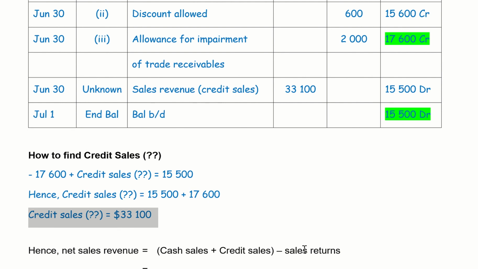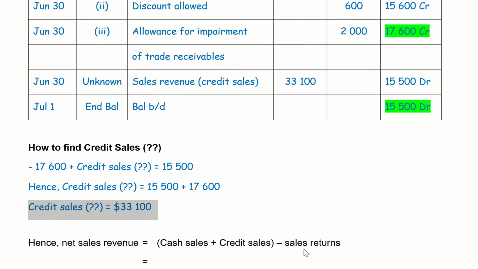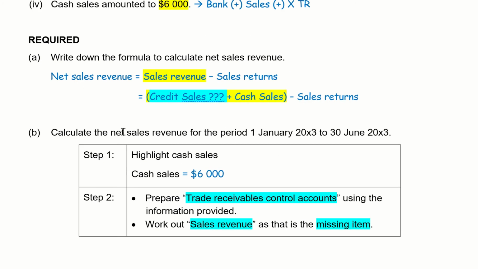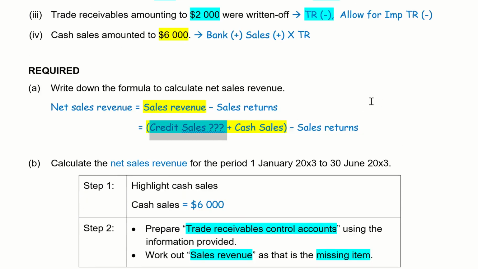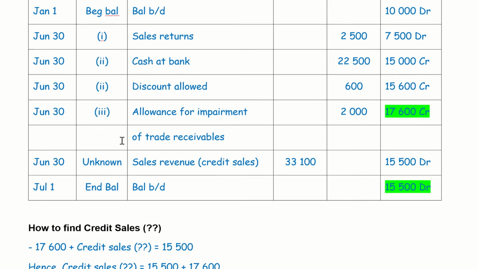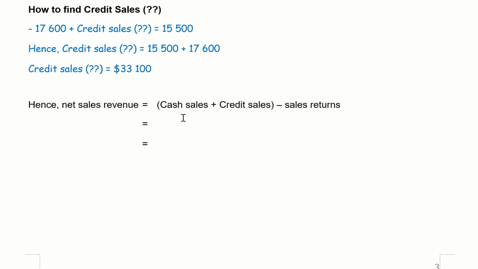Okay, next thing. Actually that's not the end of the question, although we are very tempted to say, oh, that's the end of the question. No, the question asks you to calculate the net sales revenue, which is credit sales plus cash sales minus sales return. But now we have done the difficult part of calculating our credit sales. The rest is easy peasy because you're just taking numbers from the question. So how do I calculate my net sales revenue? I just need to take my cash sales plus my credit sales minus my sales returns.